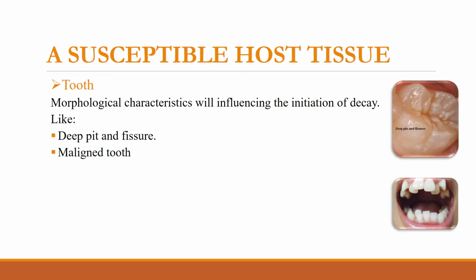A susceptible host tissue means a tooth. Morphological characteristics influence the initial decay, like deep pit and fissures. If you have deep pit and fissures, it is prone to dental decay. And malaligned teeth, irregularly placed in the arch, will cause dental caries because accumulation of food will be more.